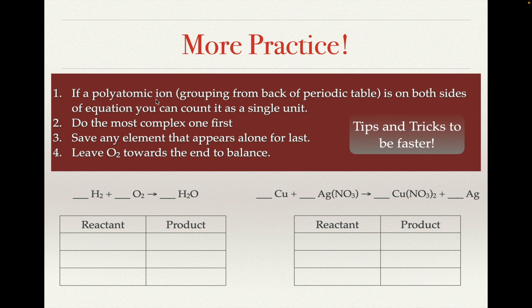Here are some tips or tricks to help you out. If a polyatomic ion is present, like right down here we have NO3 as a polyatomic ion, and we have an NO3 here again, don't separate them. Keep them together. So don't make them nitrogen and oxygen. Make it all one nitrate, NO3. Do your most complex thing first. That's always the best rule. Save any element that's alone for last. And try to do oxygen towards the end too. So like down here, I would do copper last or silver last because they are alone. Here, I have hydrogen and oxygen, so I have a lot of alone things. So I would probably do the hydrogen first and then do the oxygen last for this one.